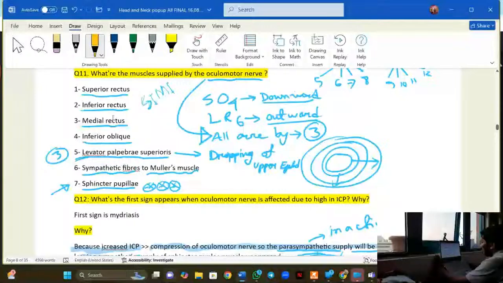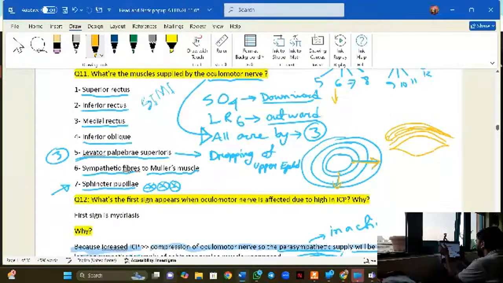That's why when there is any oculomotor nerve compression or injury, all of these will stop functioning. Only these two pull downwards, the superior oblique and the lateral rectus. As a result, the eye will look like this.